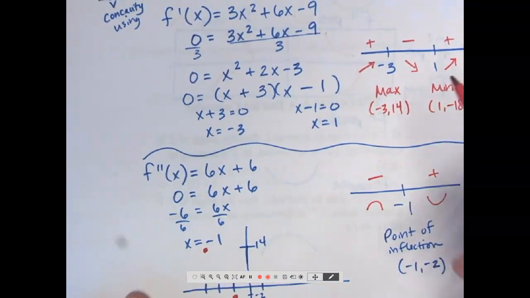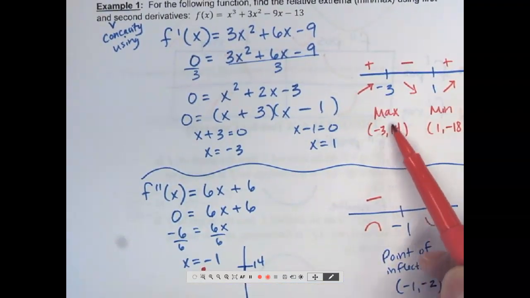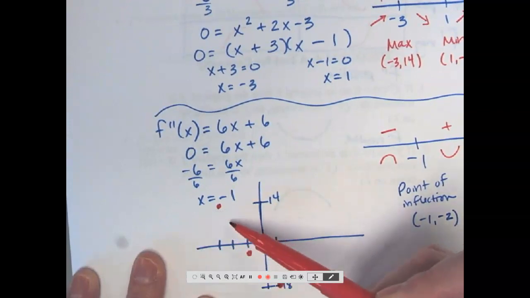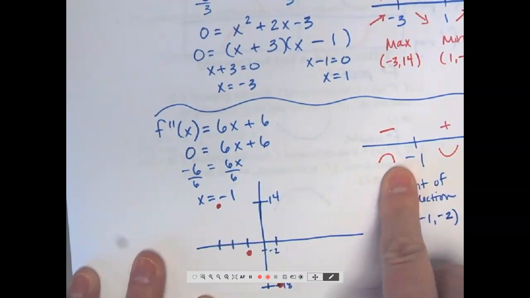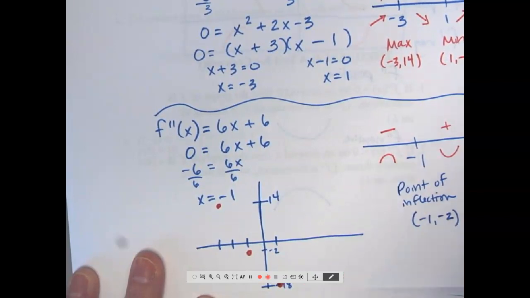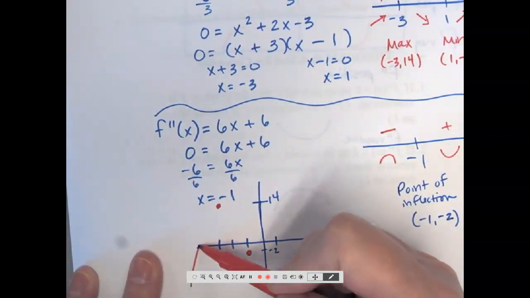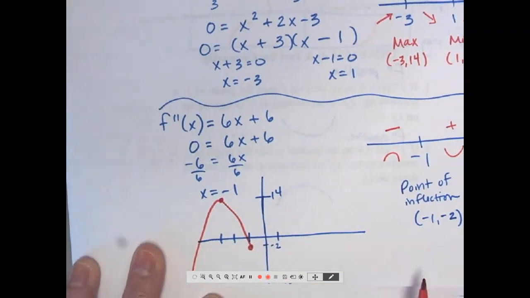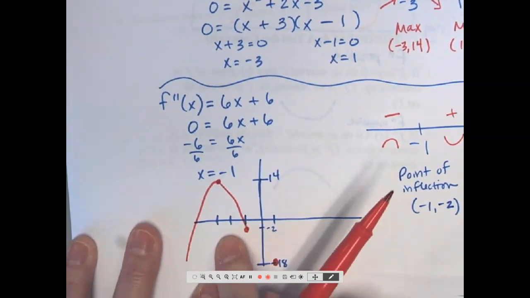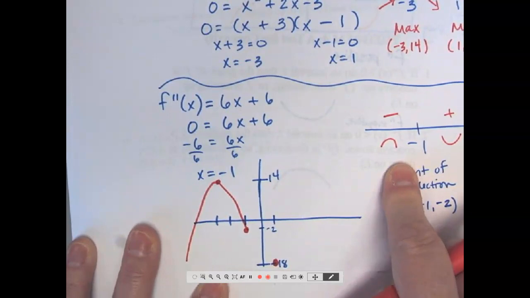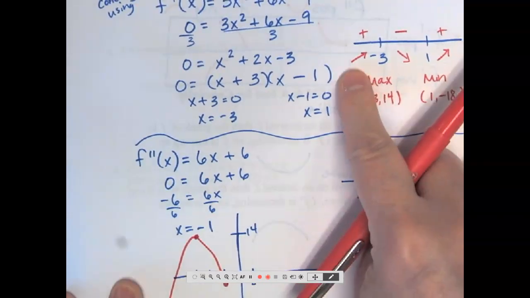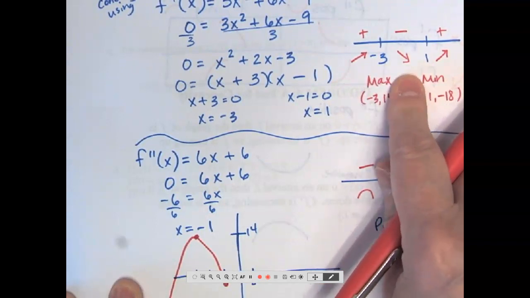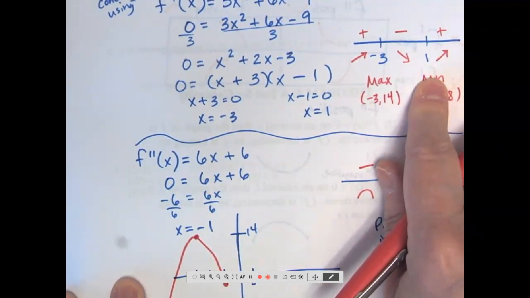Okay, but let's look at our max and our min. If this is a maximum, then that means I'm doing like this, right? And it's concave down there. So it makes sense that I would come up, come down like that. That is concave down, which this sign chart told me, and I am increasing to negative 3, decreasing all the way until I get to one.